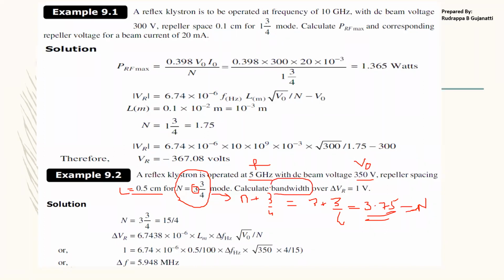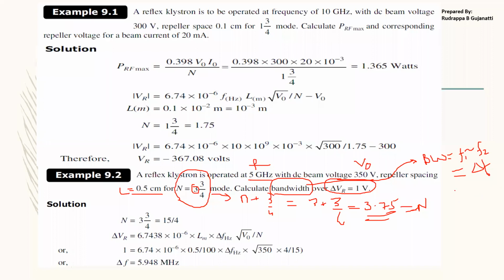Calculate the bandwidth, provided the delta variation in the repeller voltage is given as 1 volt. So here, he is asking you to estimate the bandwidth. Bandwidth is nothing but the difference between the two frequencies you are considering, that is the difference between the half power points. So in terms of frequencies, it will be F1 minus F2, which we note as delta F.